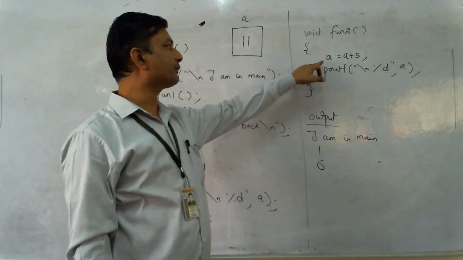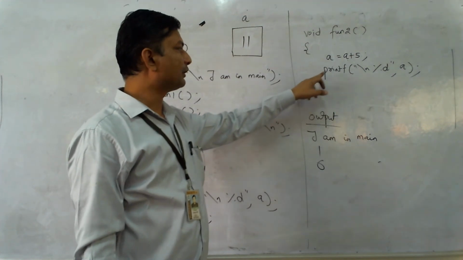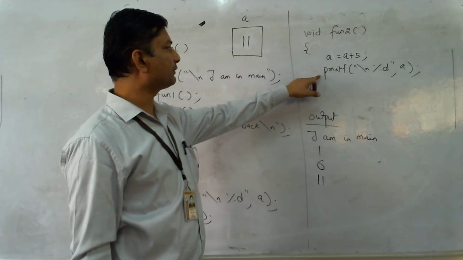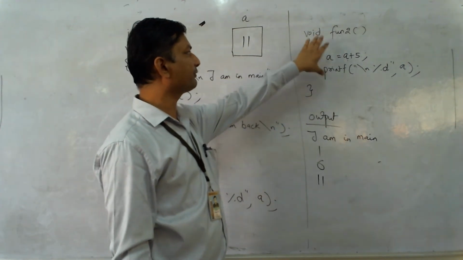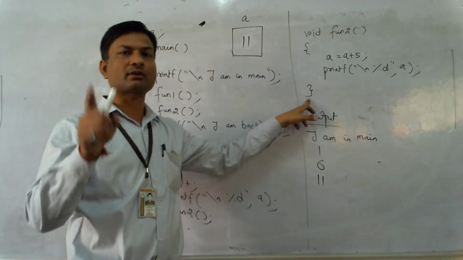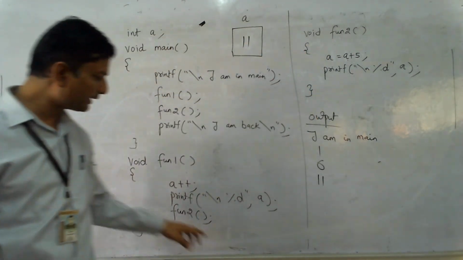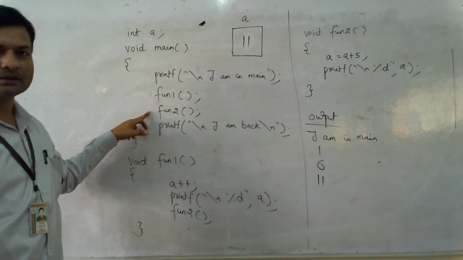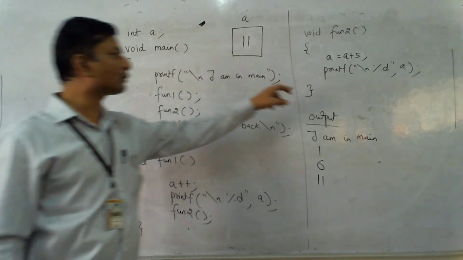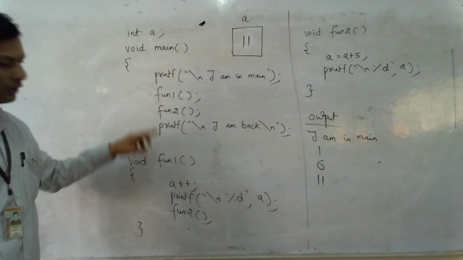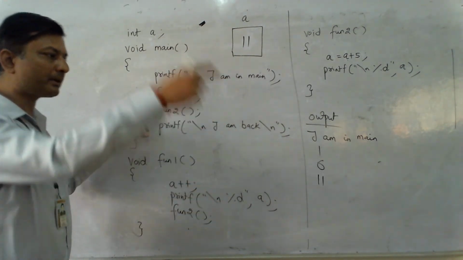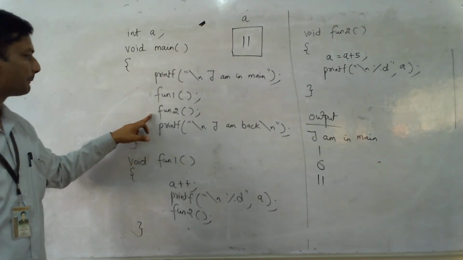6 plus 5, 11. After increasing, the value of a will be displayed. The value of a is 11, so 11 will be displayed. After displaying the value of a, the statements inside fun2 are completed. Hence, the control will return back to the place from where it jumped. From where did it jump? Here or from here? This time, it jumped from here. So the control will return back to this place, not that place, the same place from where it jumped.